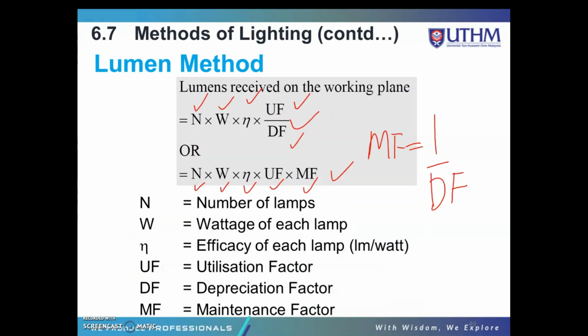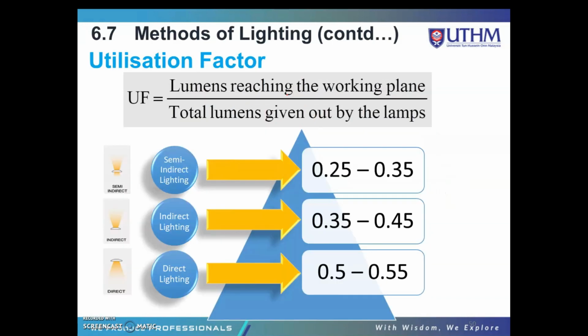So we look first at what the utilization factor is. Utilization factor, or coefficient of utilization, is defined as the ratio of the total lumens received on the working plane to the total lumens emitted by the light source.